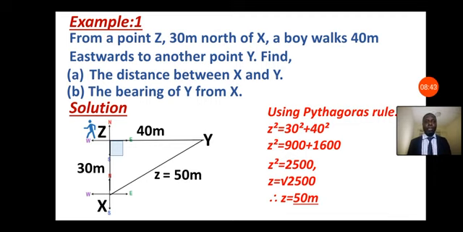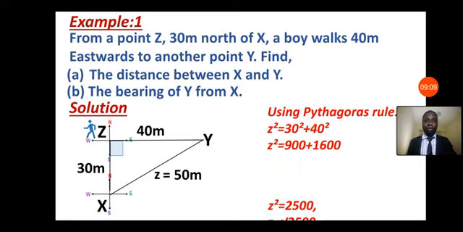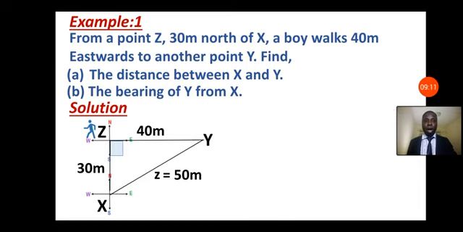Let's see what question B says. Let's find the bearing of Y from X. The bearing of Y from X. Now, once again, I will want to take note of the word from X. From X. It means at my point X, I will draw my cardinal point there and I will start to count in a clockwise direction for my angle. In this case, my cardinal is already there. So I will want to draw that.